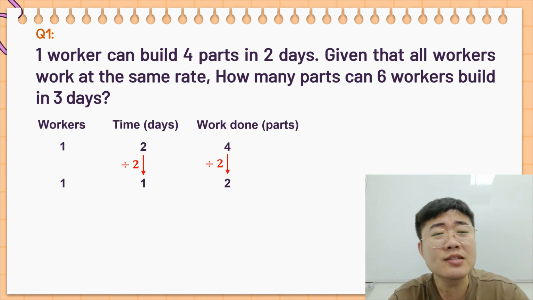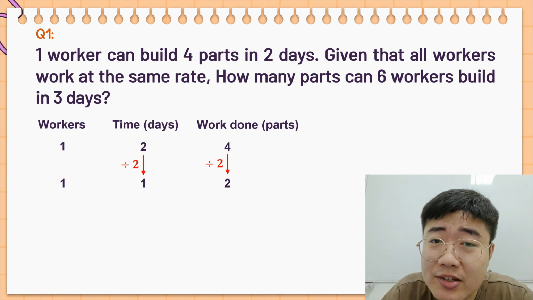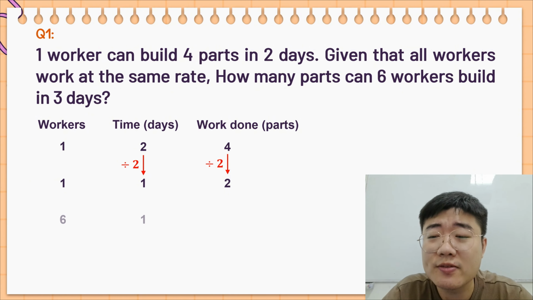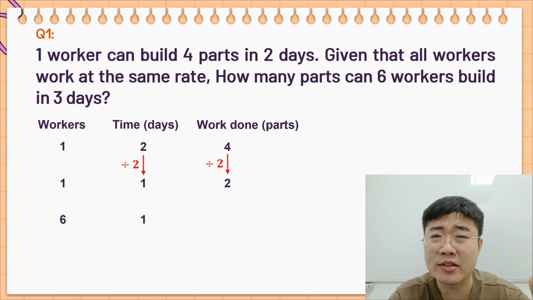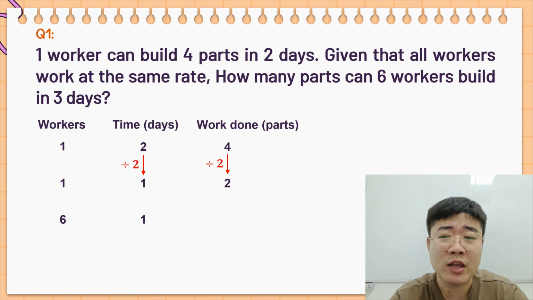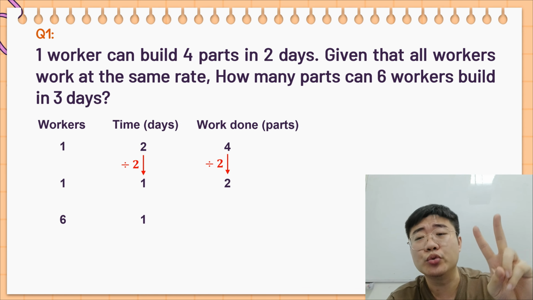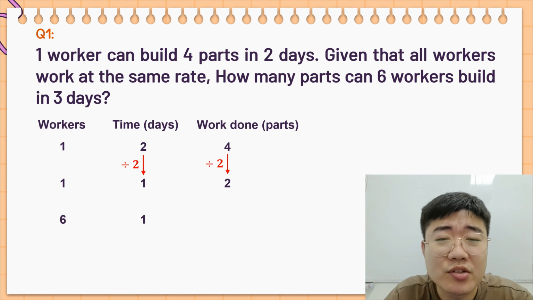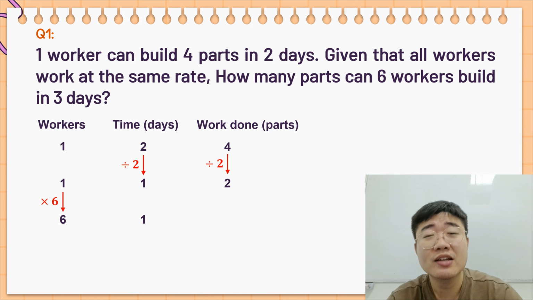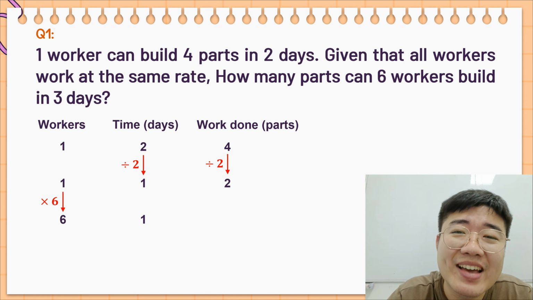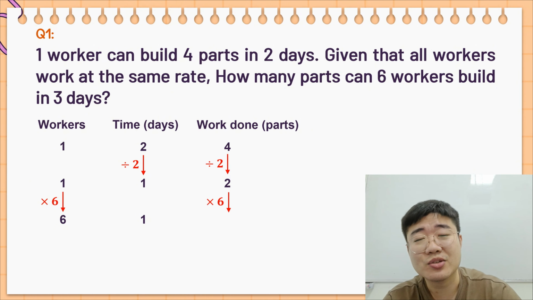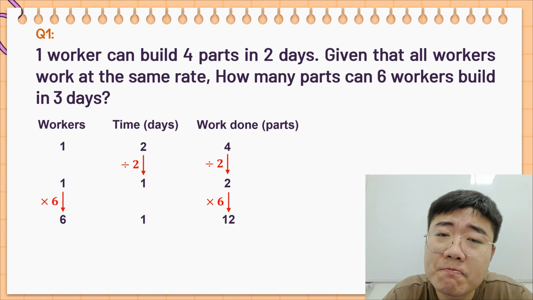Now they are asking for 6 workers in 3 days' time. Let's make it into 6 workers. So notice that if the amount of time remains the same, then we only need to check for the worker. Every single one of them can do 2 units. Now it's 6 of them. So the number of workers times 6. This means the amount of work done can also times 6. So now they can finish 12 units.